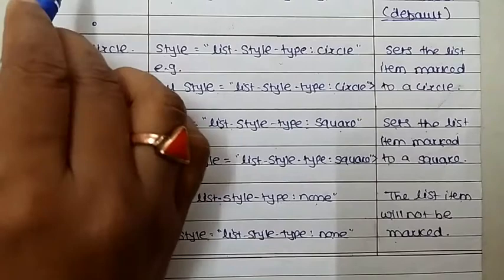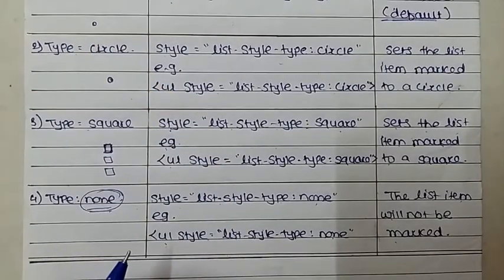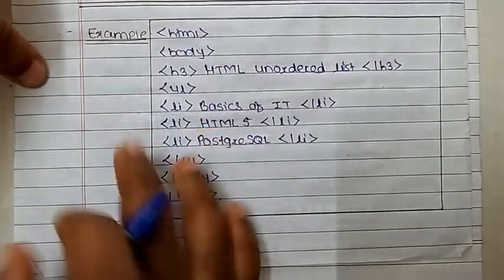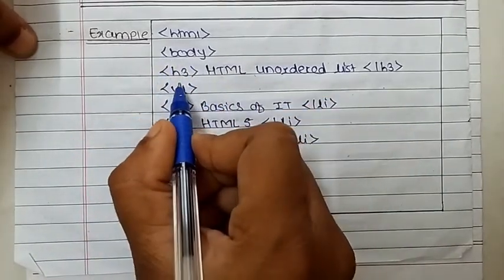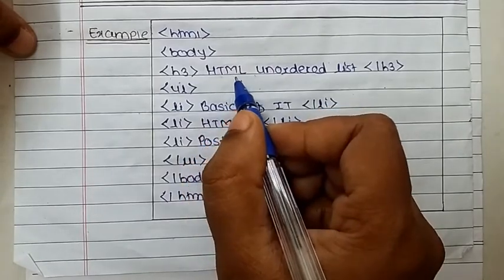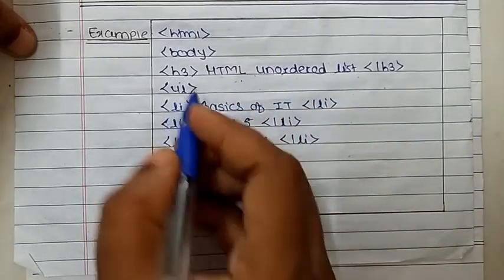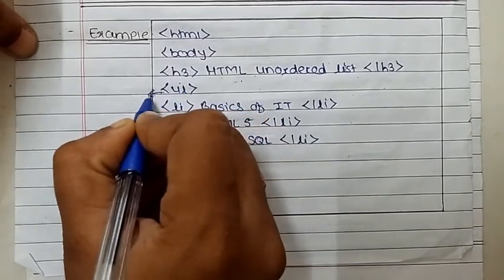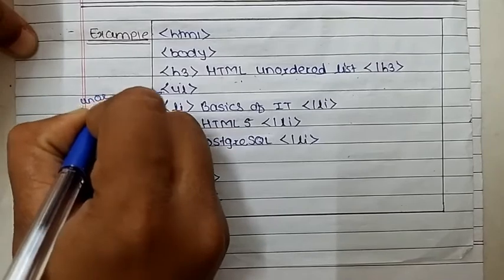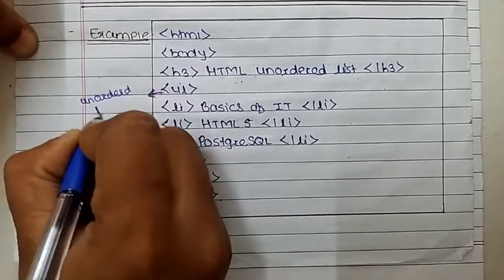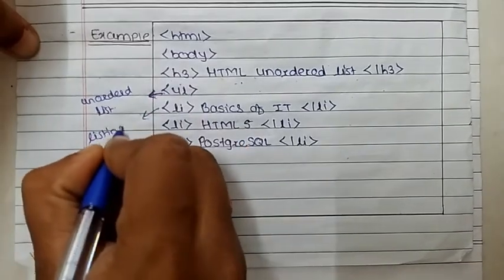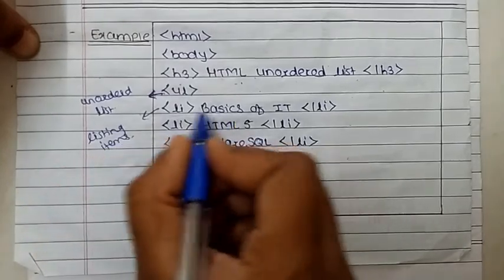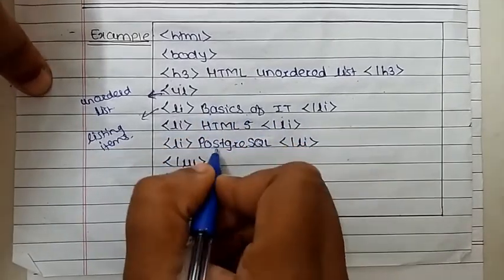Each and every value of the type we will discuss in this example. So we'll start here. Just observe, this is a sample code of your unordered list. Suppose in H3 we print one message, that is HTML unordered list, H3 close. Then for creating the unordered list, the UL tag is used. And these are the listing items: first Basics of IT, then HTML5, then PostgreSQL.